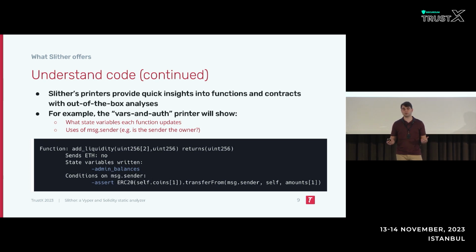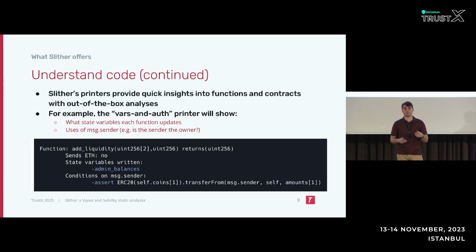So it will show you two things. It will show you what state variables each function updates, so it writes to the state variable. And then secondly, it will show you uses of the sender, message.sender. This is of particular interest because generally this is used for authorization. Like the developer might be trying to make sure that the sender is the owner, and if you're not a privileged user, then you shouldn't be allowed to perform this operation.